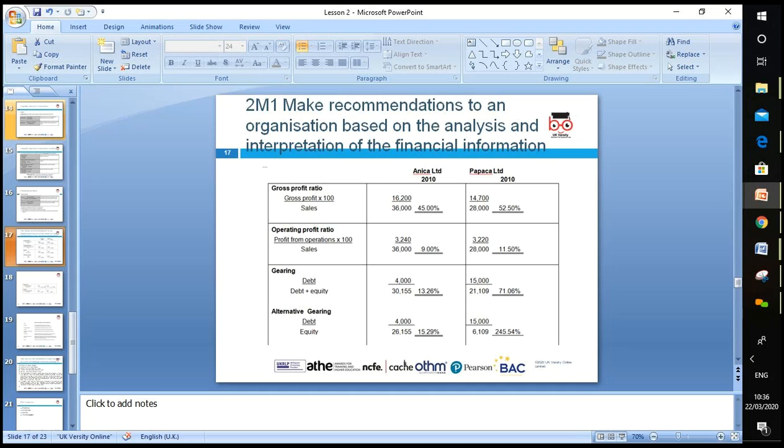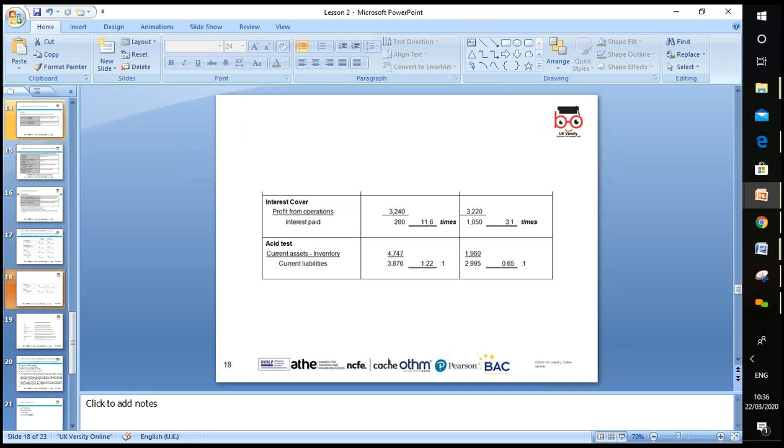So if we look next at the gearing ratio, according to gearing Anika is quite good. It's low gear, low risk. Then we look at interest cover ratios. Anika is better because of 11.6 times. Because they borrow less, they have less interest to pay. And the asset test ratio is also better for Anika. So overall, maybe we can suggest Anika is better.